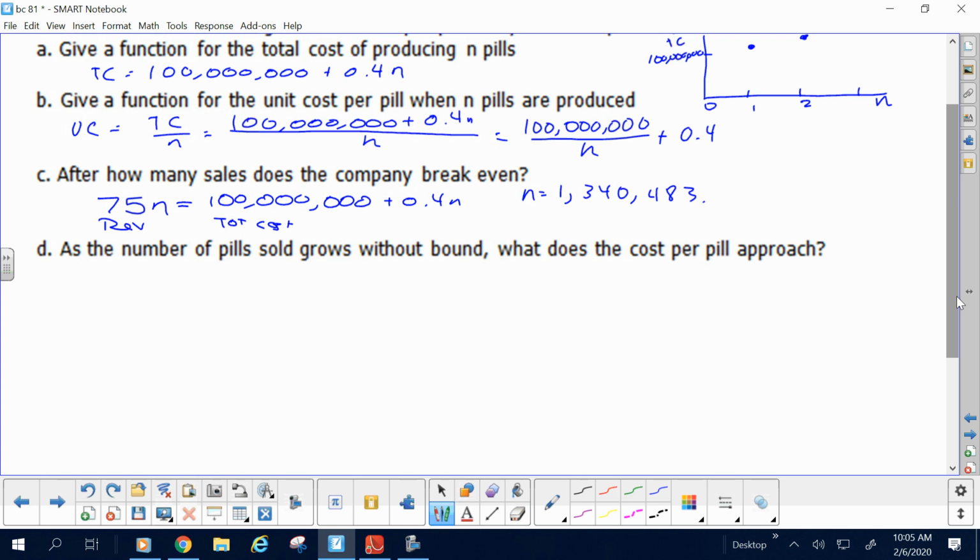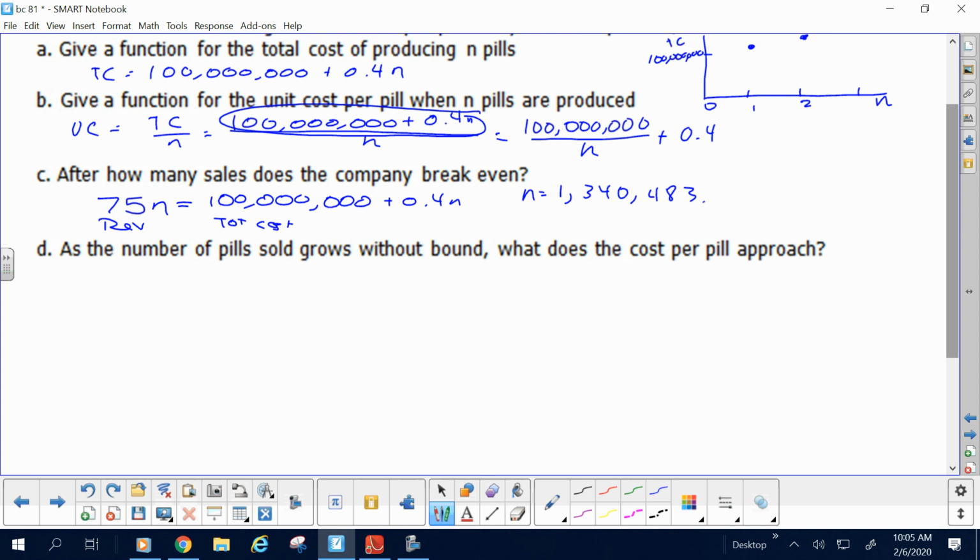What did you say? I think it's divided by 9. Divided by what? It's the cost per pill. So you'd have to take the total cost of all the pills and divide by how many pills you made. Yeah? Okay. That said, as the number of pills grows without bound, what does the cost per pill approach?